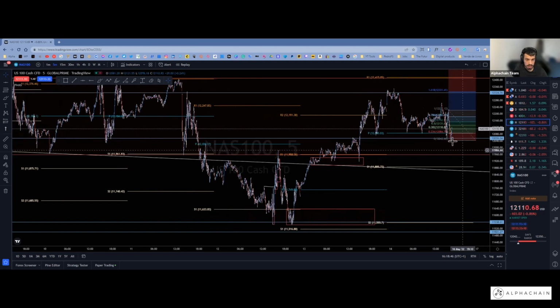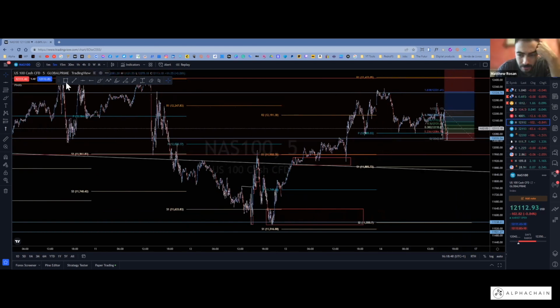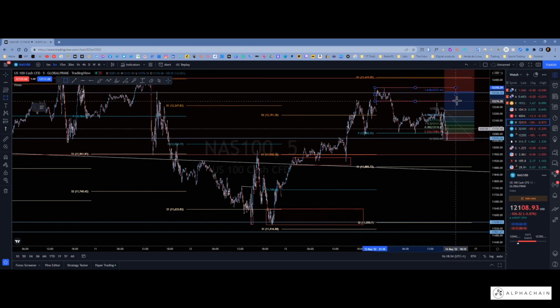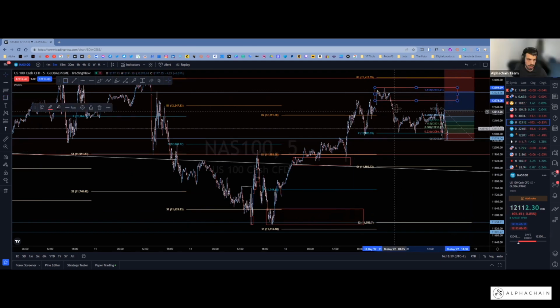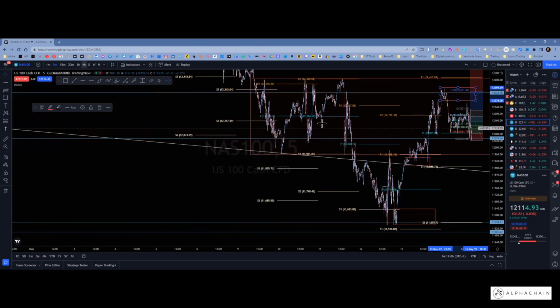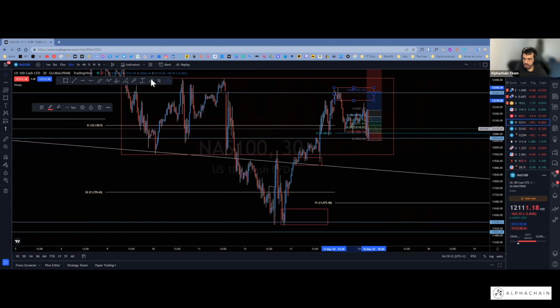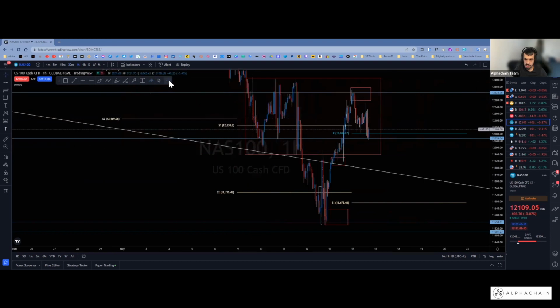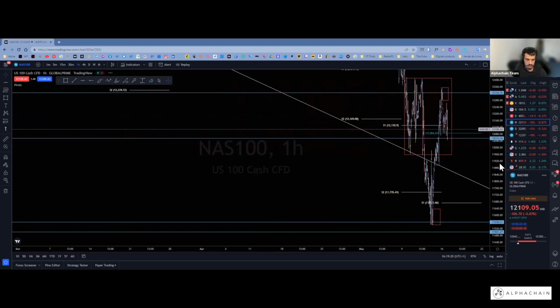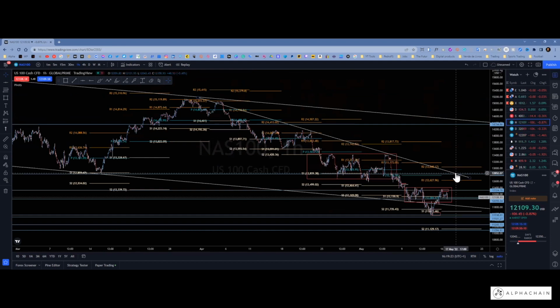Me personally, I don't like anything that I see in here. I do like this. I like extremes. I think it's going to test 12,370 potentially and then move back down. 12,370. Where is 370? If you zoom out, it's a bigger downtrend line from the Fed meeting. There are too many things on my chart. One second, let me delete something. This one? From the Fed meeting?